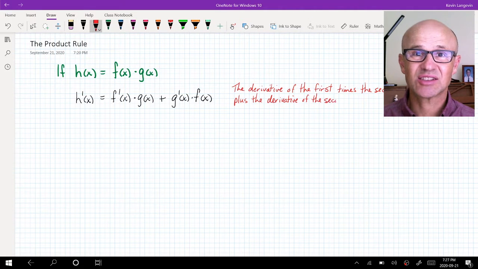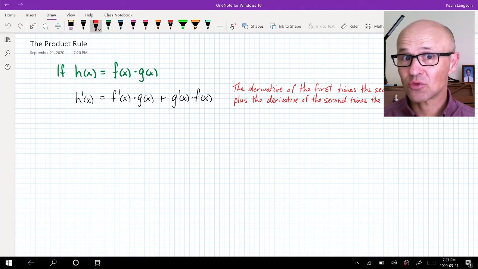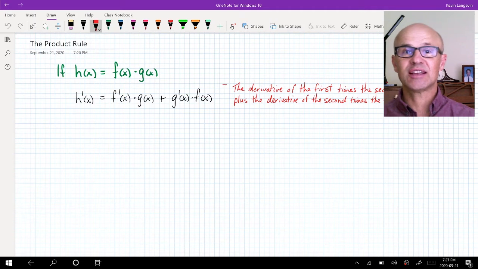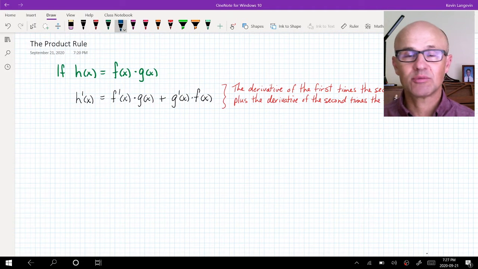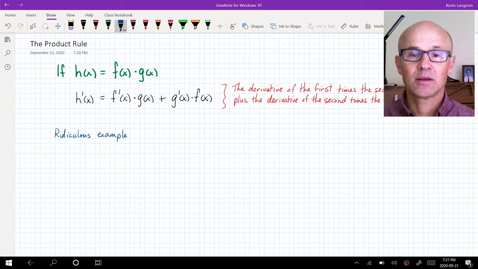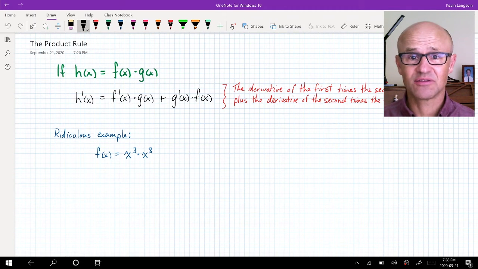This will work very, very effectively throughout. Sometimes it makes sense to do products a slightly different way, but for the purposes of today's lesson, we're just going to do absolutely everything by this rule. So I'm going to start with a ridiculous example. We would never actually do this one, but I just want to show you that it does in fact work.